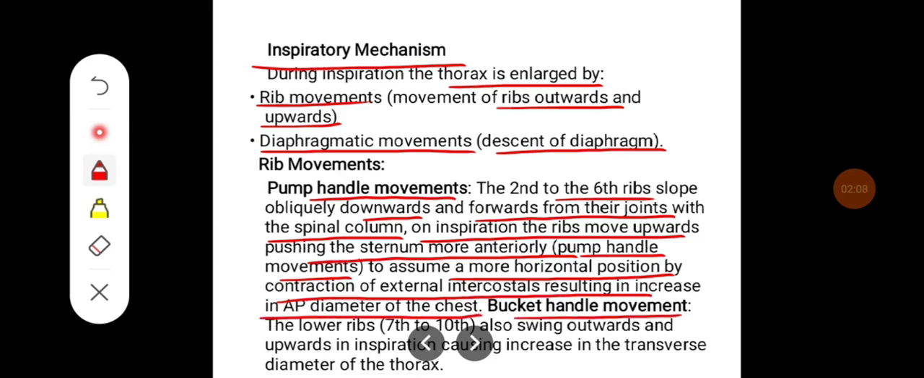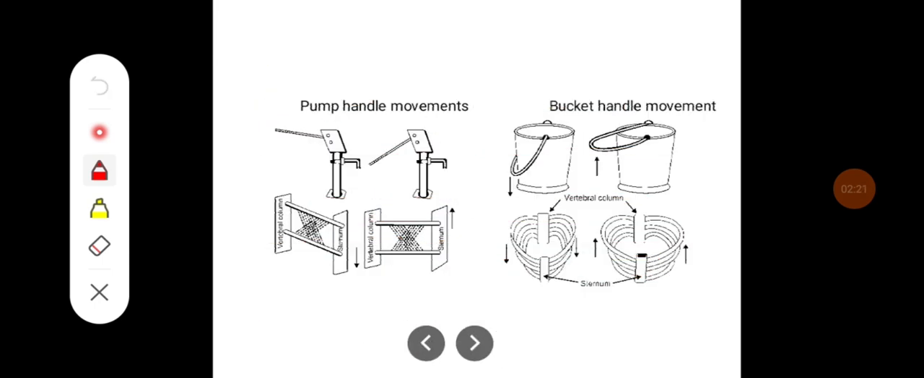And bucket handle movement is where the lower ribs, that is 7th to 10th, also swing outwards and upwards in inspiration, causing increase in the transverse diameter of the thorax. So these are the pump handle movements which occur because of the movement of the sternum.